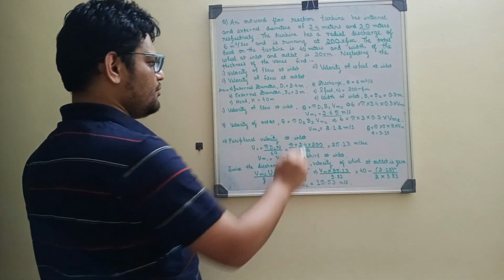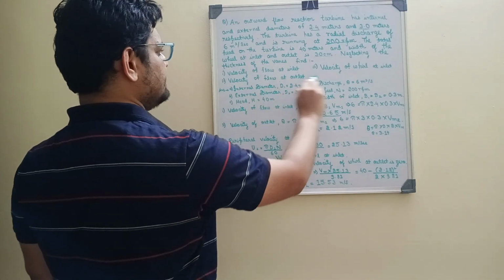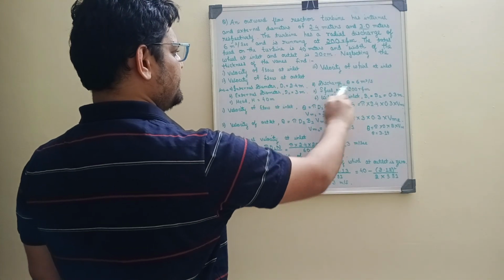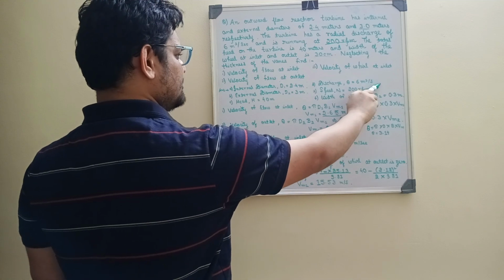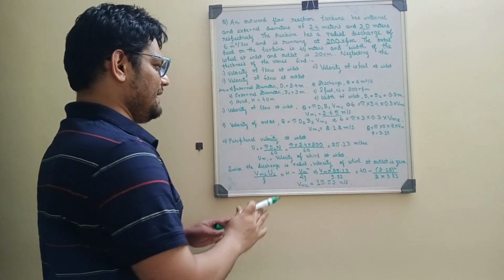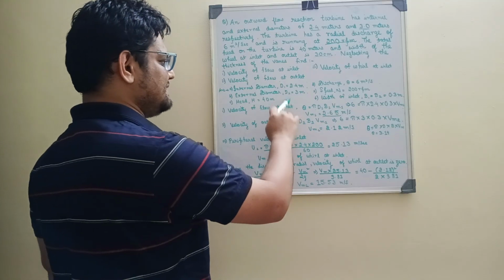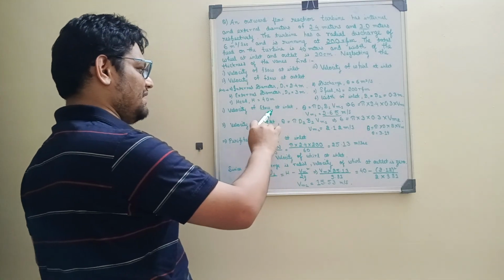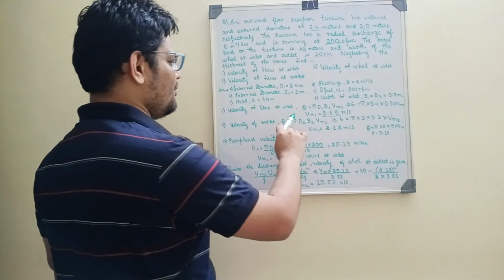And now Q, as we already know, that is the discharge, that is 6 meter cube per second, is already given over here. So we are getting Vm1. In a similar way, we will calculate the velocity at outlet with the same formula we used for the calculation of the velocity of flow at the inlet.